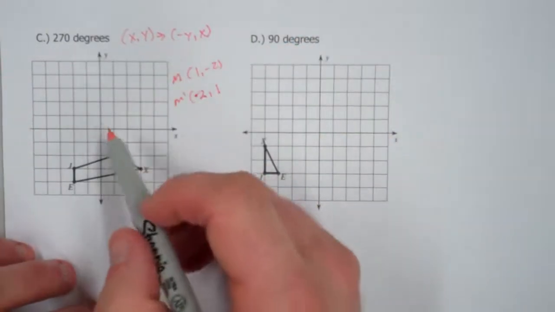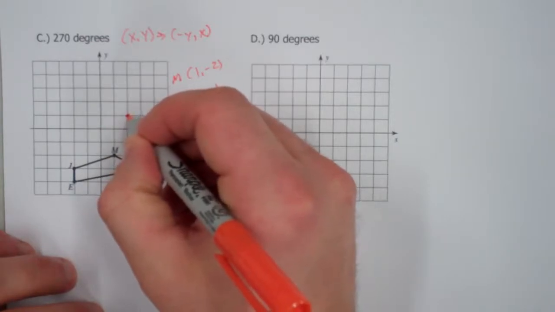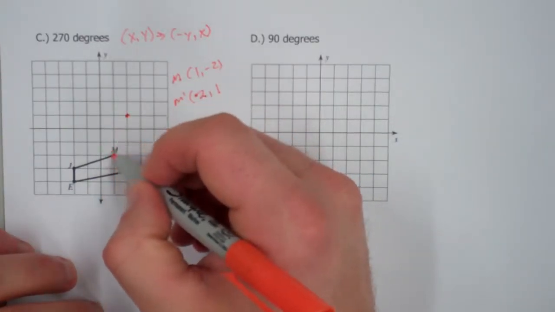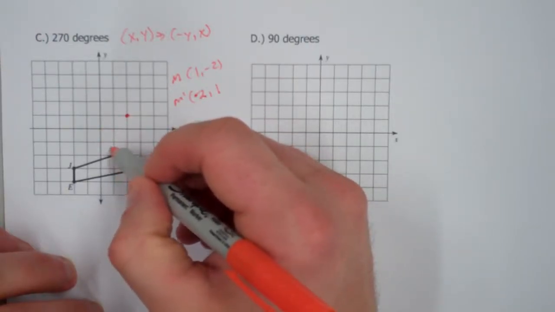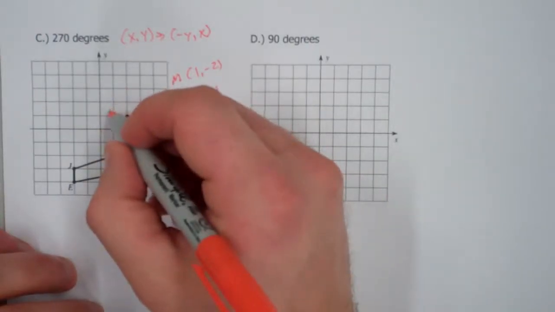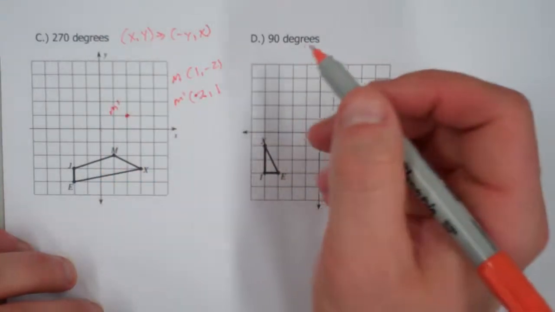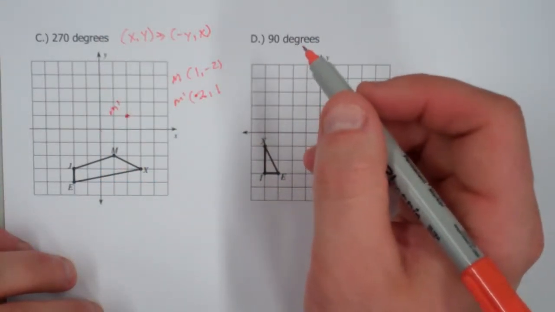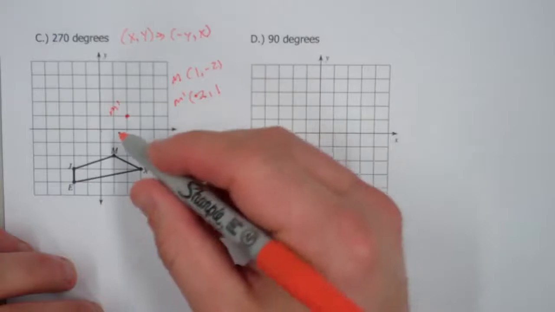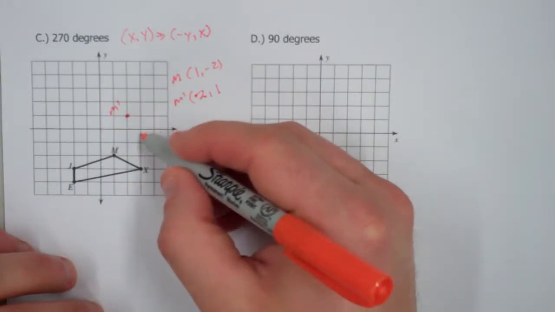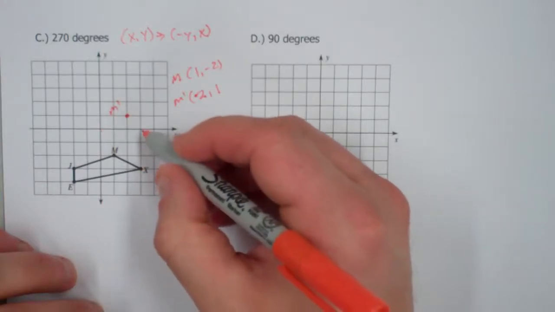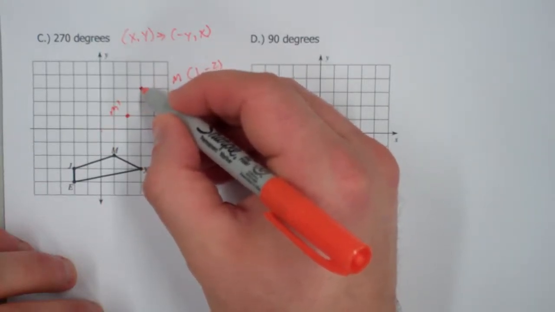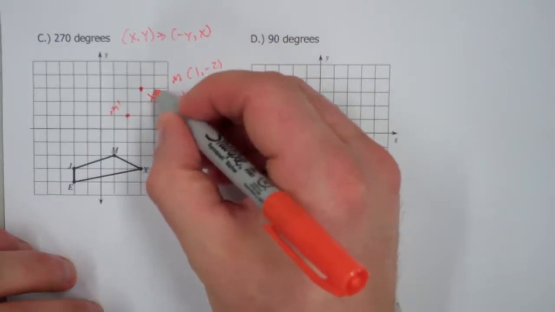Let's see if that worked. So we've got 2, 1 here. So if you drew a line right here, there'd be 270 degrees of rotation, and this distance between the center, or the origin, and M is the same as the distance between the origin and M prime. So that did work. The next one is 3, negative 3. So we should be at 3, 3, I believe. There we are. There's X prime.